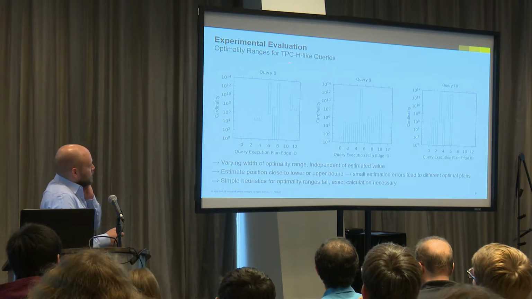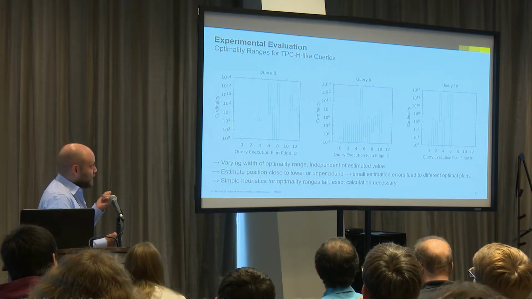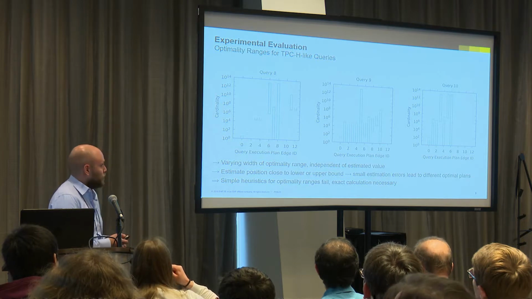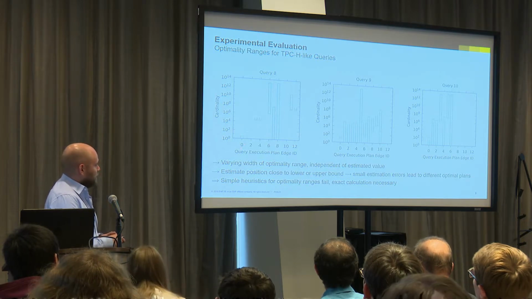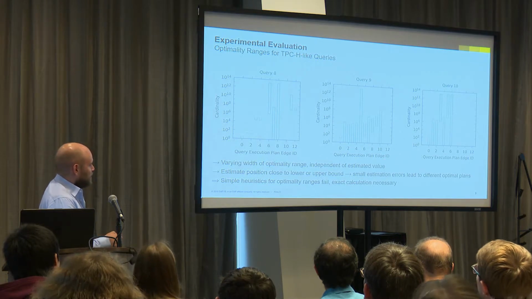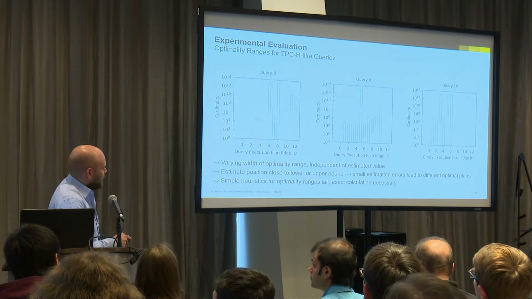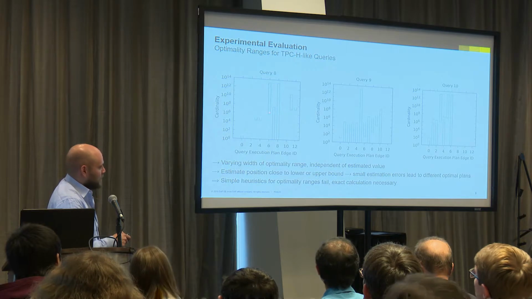So we have here TPC-H-like queries 8, 9, and 10. TPC-H-like because they are just pure join queries. We have the different edges of the query execution plan on the x-axis and the cardinalities on the y-axis. And we basically see the optimality ranges having the lower bound, the upper bound, and the estimate in the middle.